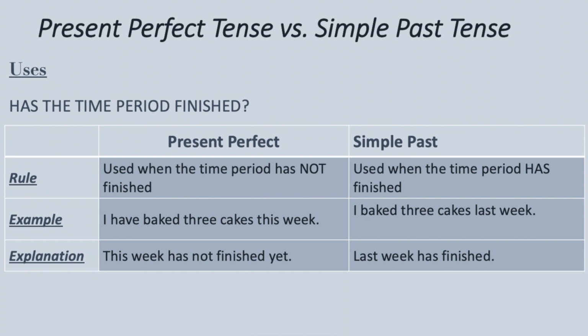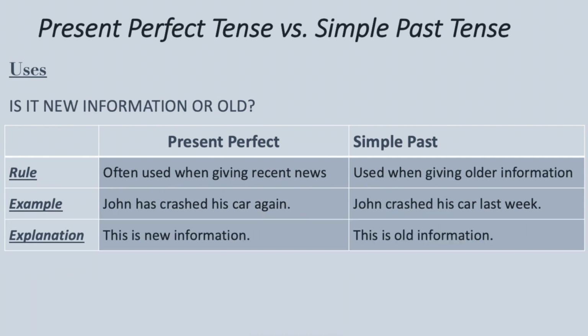The week hasn't finished. But if I say I baked 3 cakes last week, I'm using the simple past for a time period that's over. It's not last week any longer, and I don't have the option to make another cake last week. It's over. The next question you can ask yourself is this new information or old?